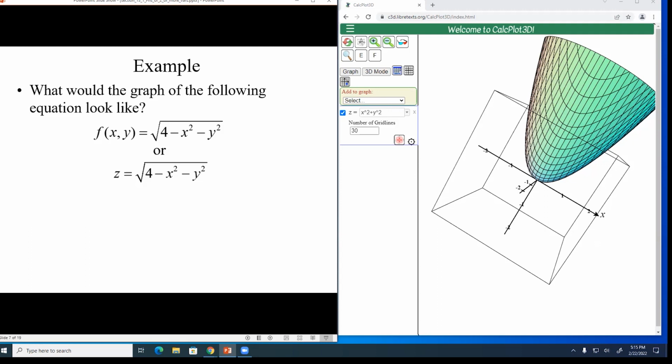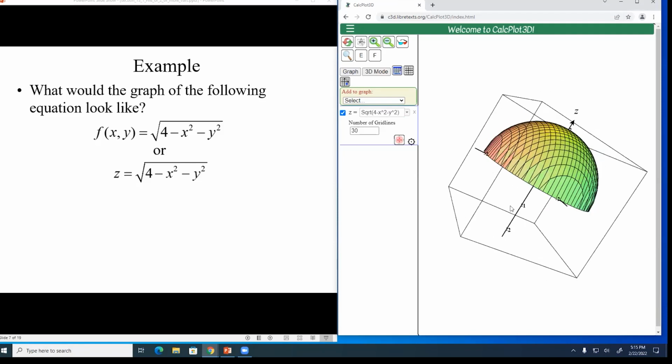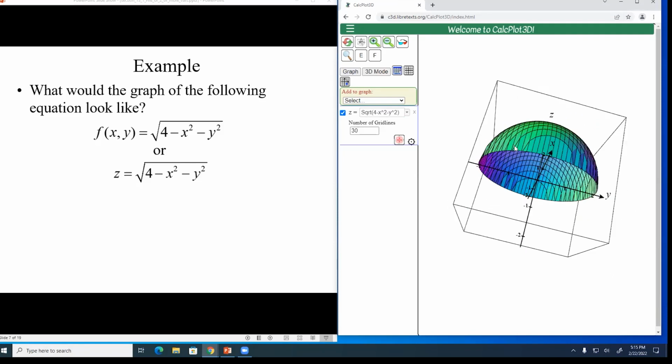Sphere. Circle in 2D, but a sphere in 3D. Now, the square root does have an effect on this thing. So let's take a look at this graph. We get the top half of a sphere, and that's because of the radical. There's no way to get negative z values.